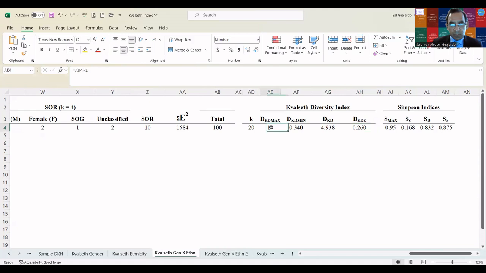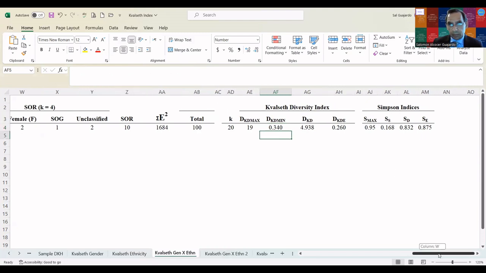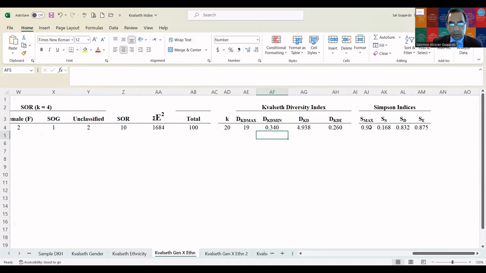Recall that the maximum value for the Kvalseth index is k minus 1, so it's 20 minus 1, so that's 19. Again, here's the long complex formula on how to obtain the minimum score of 0.340. Again, just for review, the Simpson index maximum value is obtained by k minus 1 divided by k, so it's 20 minus 1 divided by 20. That gives me a value of 0.95.